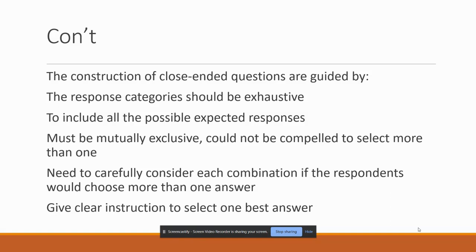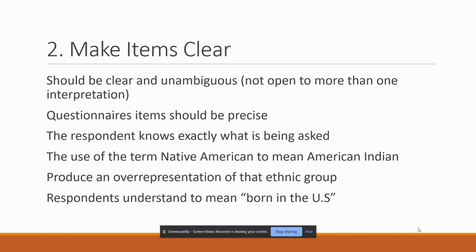And it needs careful consideration of each combination. If the respondent could choose more than one answer, then the researcher needs to know whether the question requires precisely one answer or could take more than one answer. Then it needs to be stated in a clear instruction before giving it to the respondent, otherwise it could mislead their understanding.